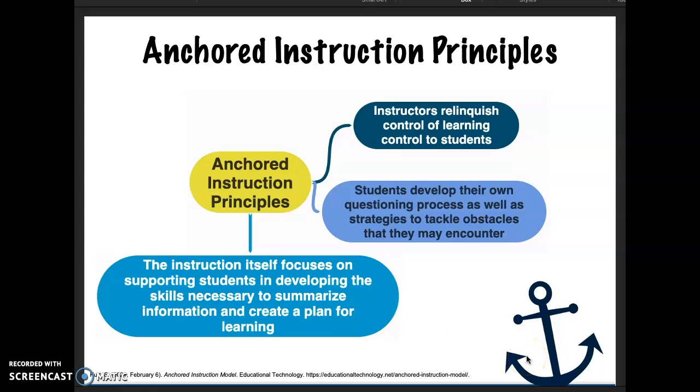And then some of the principles. The three big principles here are the instructors don't run everything. Essentially, they set it up and make everything available, but then the learner comes in and takes control of their learning, of their engagement, and their level of participation. They can develop their own questioning process, which I think is great.